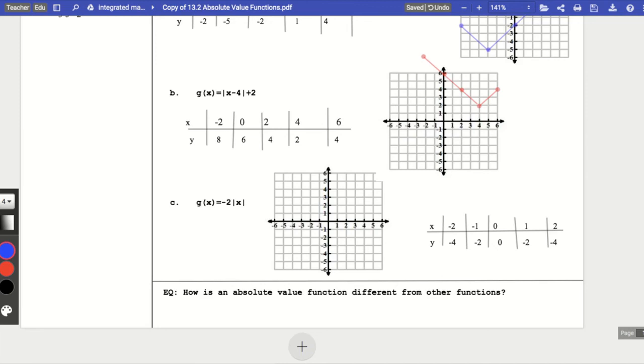So we're going to have negative 2, negative 4 goes right here, negative 1, negative 2, 0, 0, 1, negative 1, and 2, negative 4. So this one, we call it a vertical stretch because it's stretching it. And then it's also, oh my gosh, it's flipping it over the x-axis.